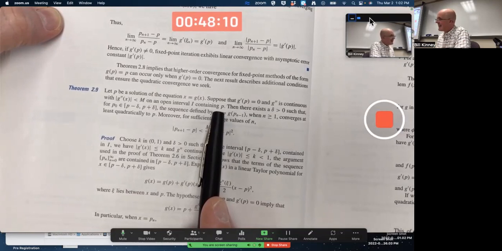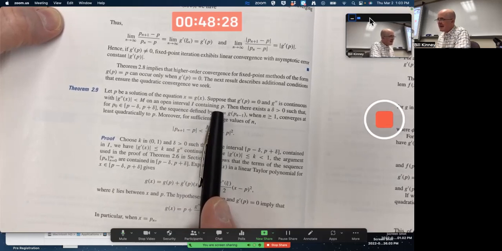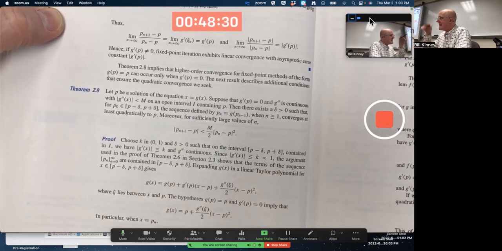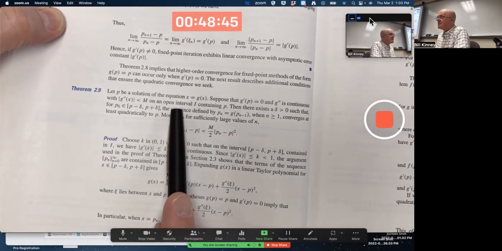G double prime, the concavity, doesn't get too big. They're not saying G double prime of P is 0. They're just saying G double prime doesn't get too big if we are close to P. Again, not today, but maybe next Tuesday, I'll show you even continuous functions can have some pretty wild graphs and display kind of wild properties. So these kinds of assumptions are not nothing to make.